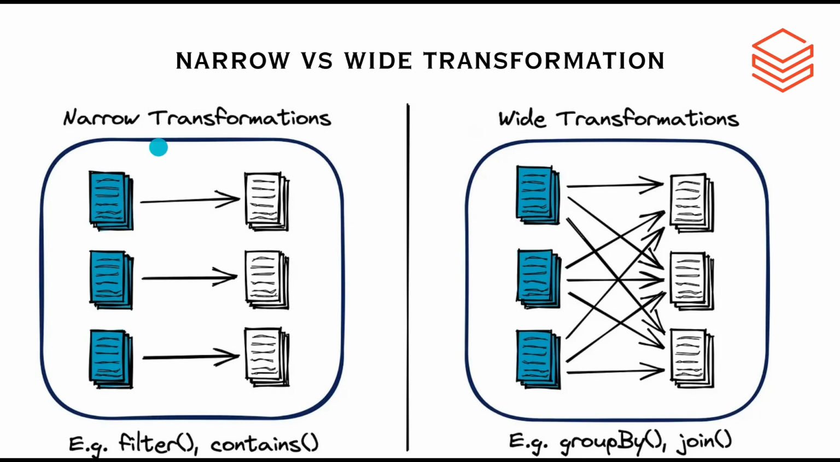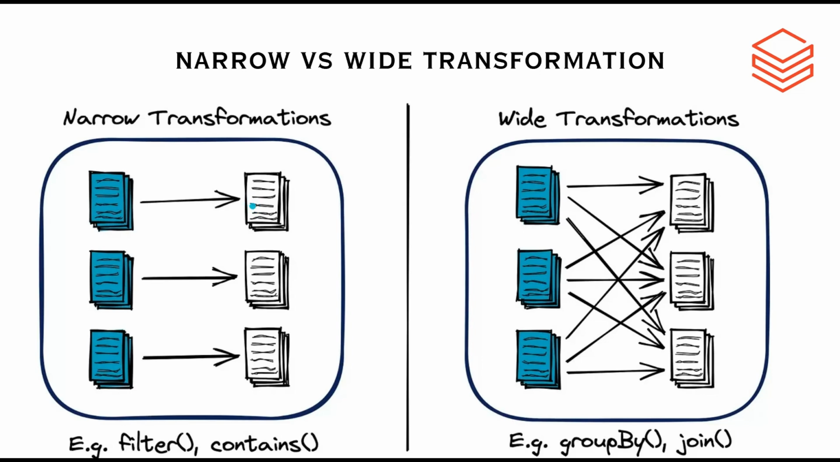The first one is narrow transformation. A narrow transformation occurs when the output of a transformation in Spark is determined by the data within a single partition. In other words, each input partition produces exactly one output partition, which means there is no data shuffling or movement of data across the nodes.